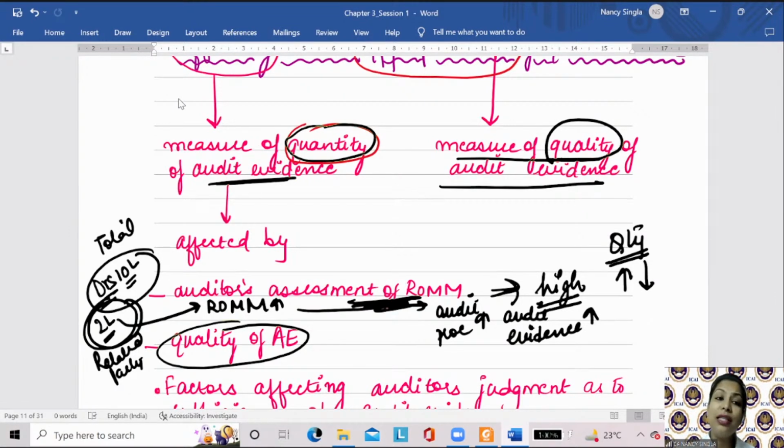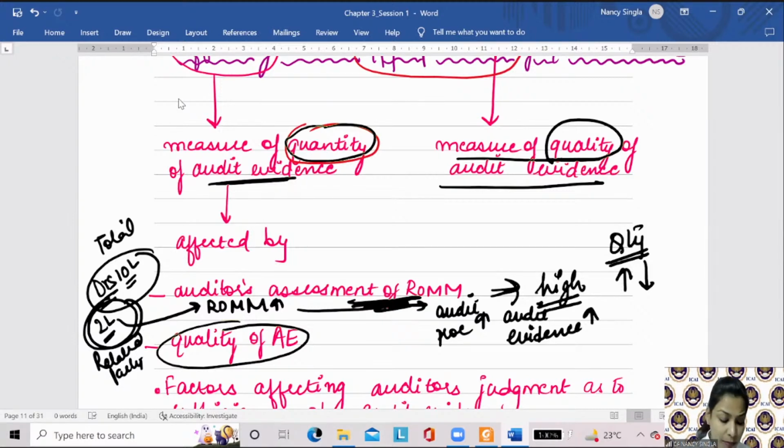Now when the auditor is deciding what quantity is enough, he will see the assessed risk of material misstatement. If the auditor feels that in his professional judgment there is a higher risk of material misstatement, obviously he is going to obtain more audit evidence. Same way with respect to quality, if the auditor feels it is such a strong audit evidence that one is enough.